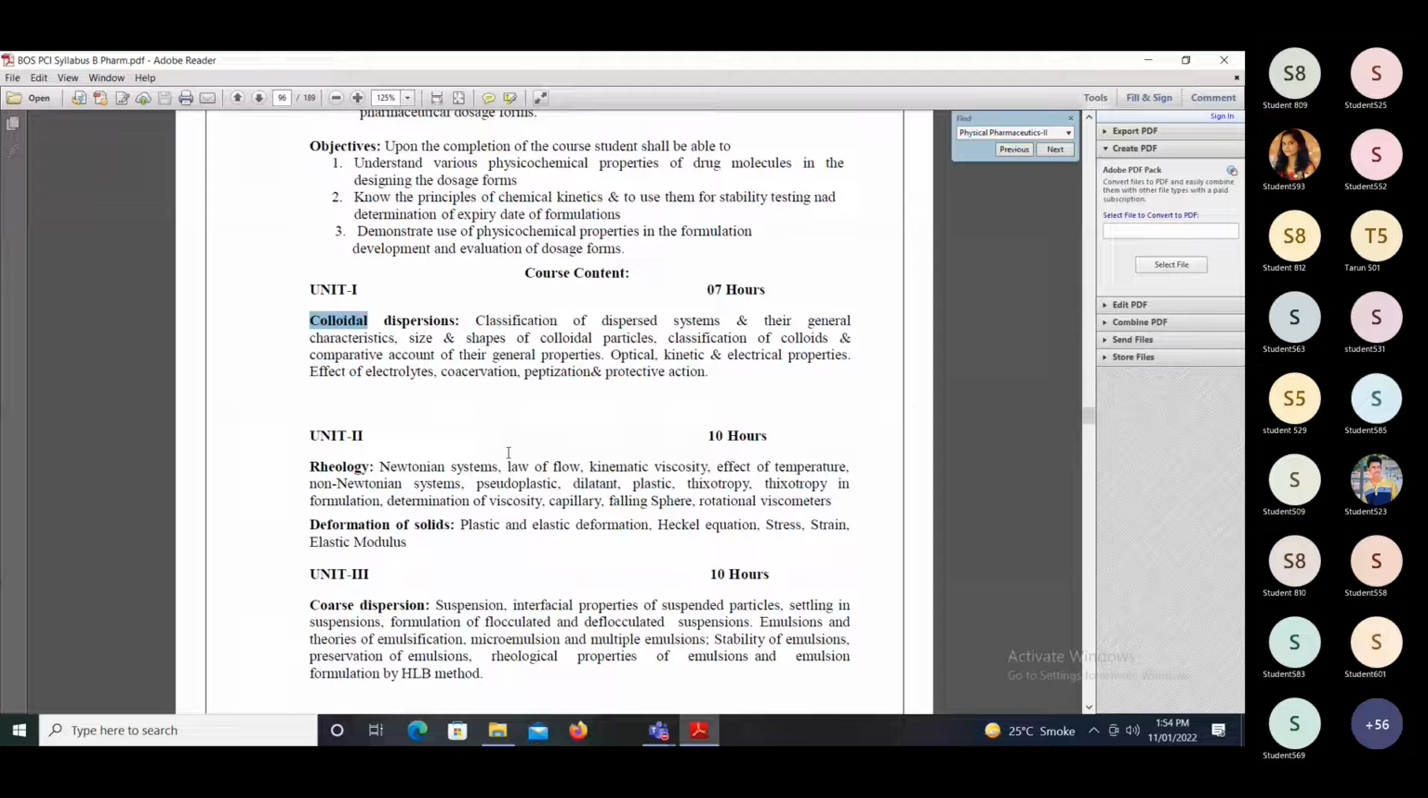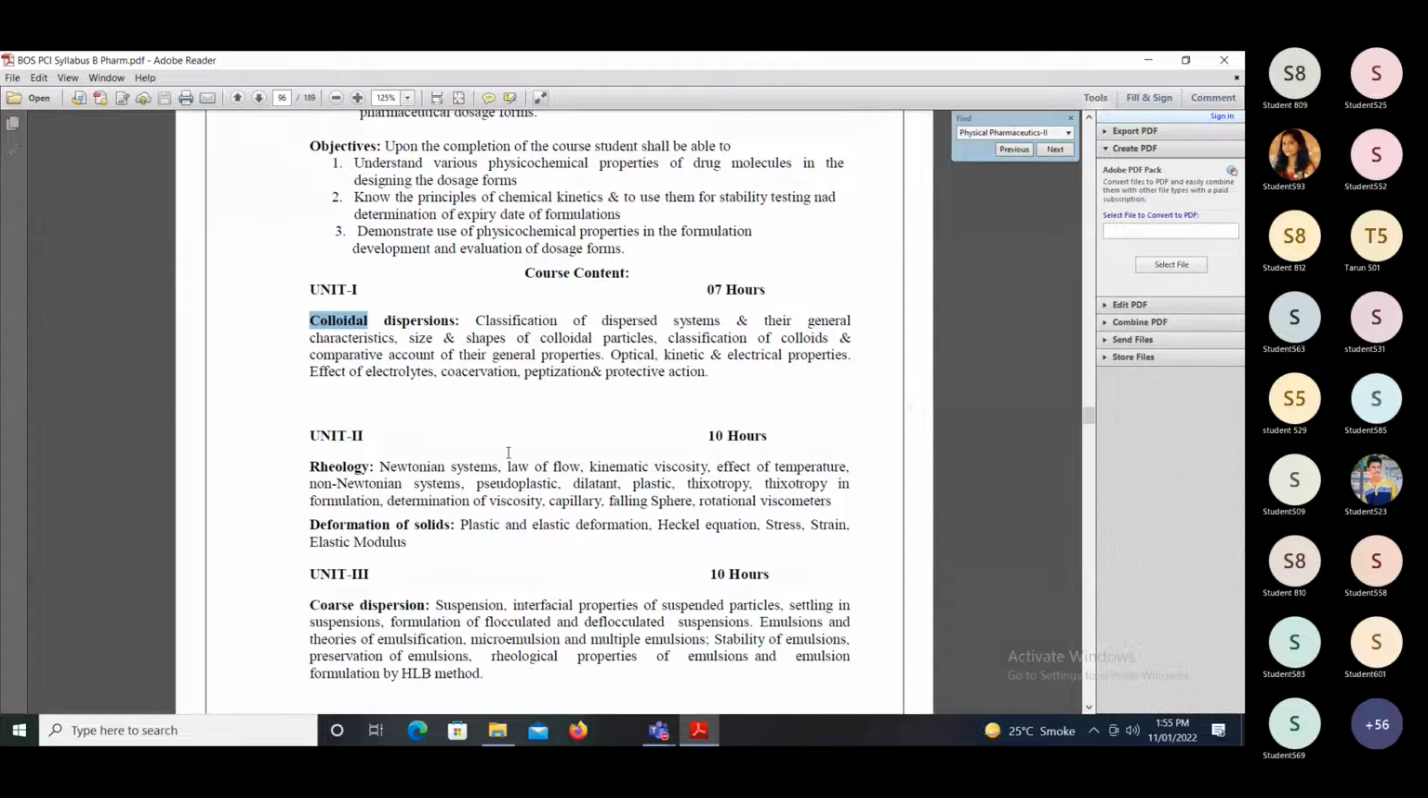And then the next point is called the electrical properties for the colloidal particles. In electrical properties, particularly, we are going to discuss electrophoresis and the electric double layer for the colloidal particles. And after the electrical double layer, the next property is called the Donnan membrane effect for the colloidal particles. These are the different types of optical, kinetic, and electrical properties for the drug molecules.